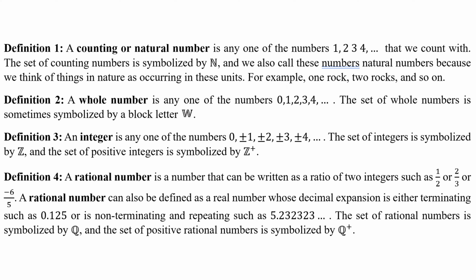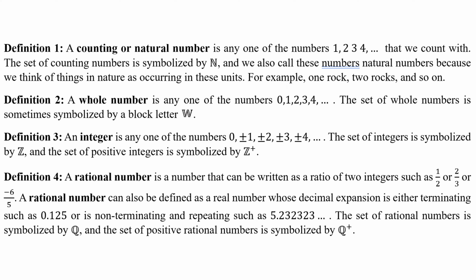Okay, definition 2. A whole number is any one of the numbers 0, 1, 2, 3, 4, and so on. The set of whole numbers is sometimes symbolized by a block letter W. So the only difference between the natural numbers and the whole numbers is the inclusion of zero when we're talking about whole numbers. Definition 3. An integer is any one of the numbers 0, plus or minus 1, plus or minus 2, plus or minus 3, plus or minus 4, and so on.